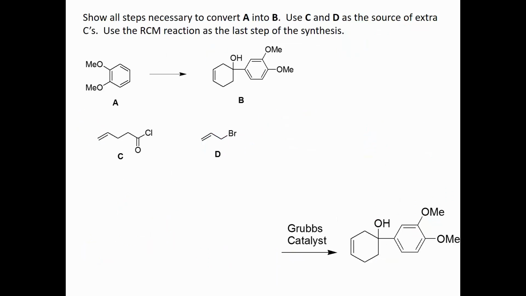Okay, this is a forward synthesis. How do we convert A into B? And we're going to grab our extra carbons from compounds C and D. Okay, we also have another hint. Use the ring closing metathesis as the very last step of the reaction. All right, so recall that in the ring closing metathesis, we will be making our alkene from the precursor that has a couple of extra carbons in it, right?